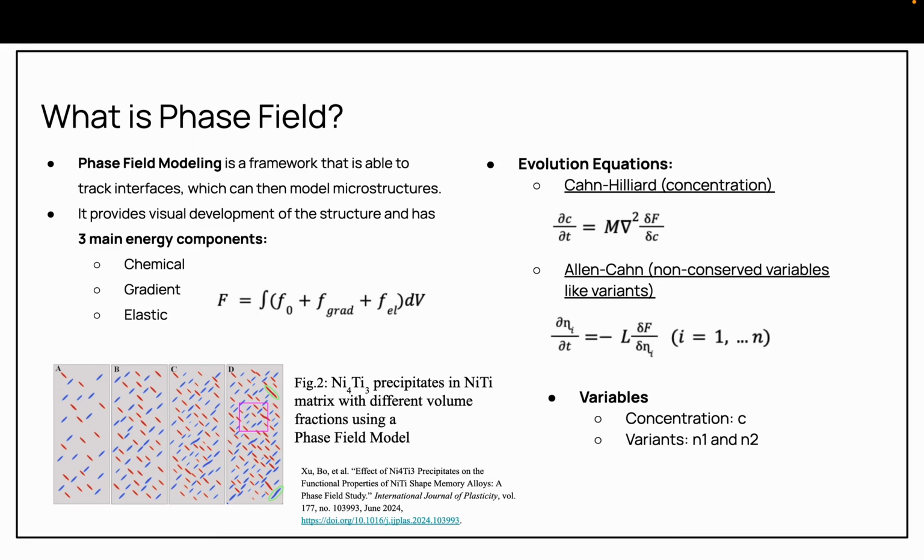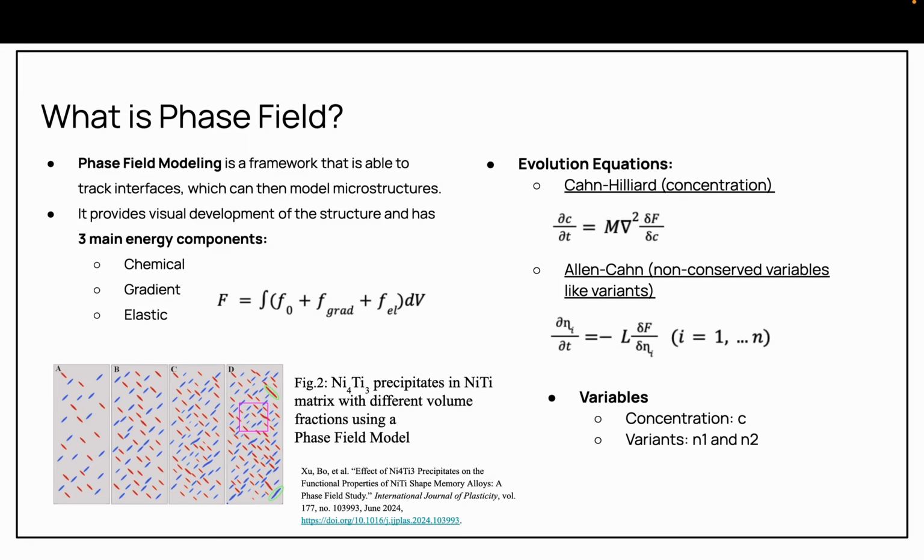The phase field variables I have been using are concentration and N1 and N2. The concentration has been important because it has ensured that the matrix stays nickel-rich in order for the precipitate to evolve. The N1 and N2 represent variance and are responsible for the orientation of the precipitates.